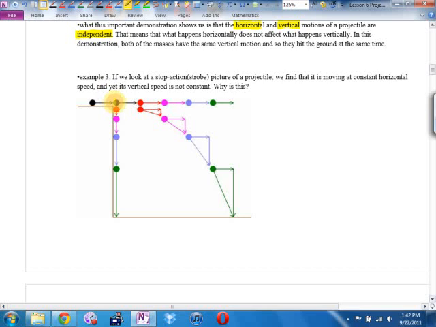If you look at any projectile and you take a picture, let's say every tenth of a second, you'll find that the horizontal distance it travels is constant, but the vertical distance that it travels is increasing. What this really means is, now, my abbreviation for vertical velocity is VY. VY is negative, increasing.